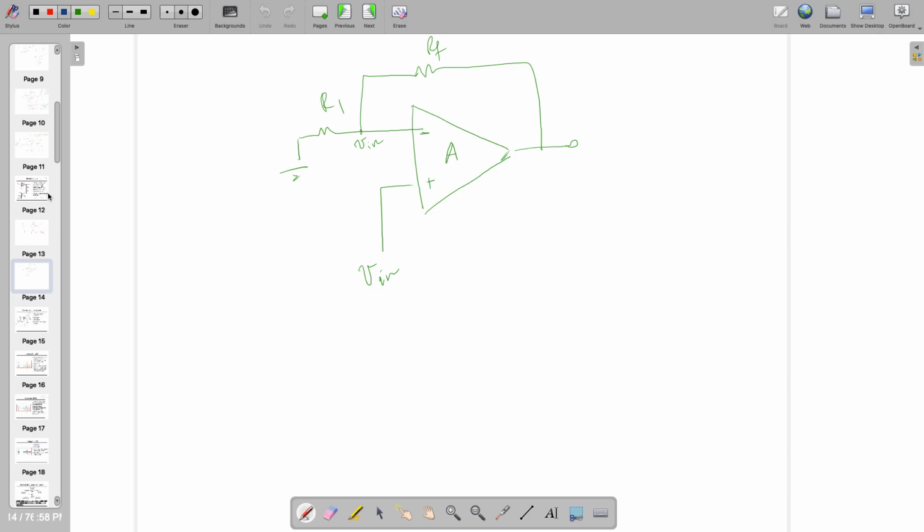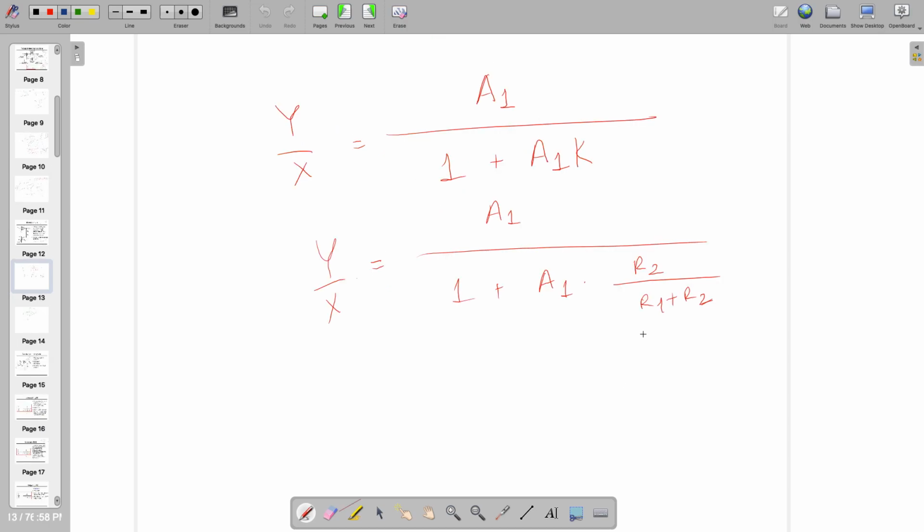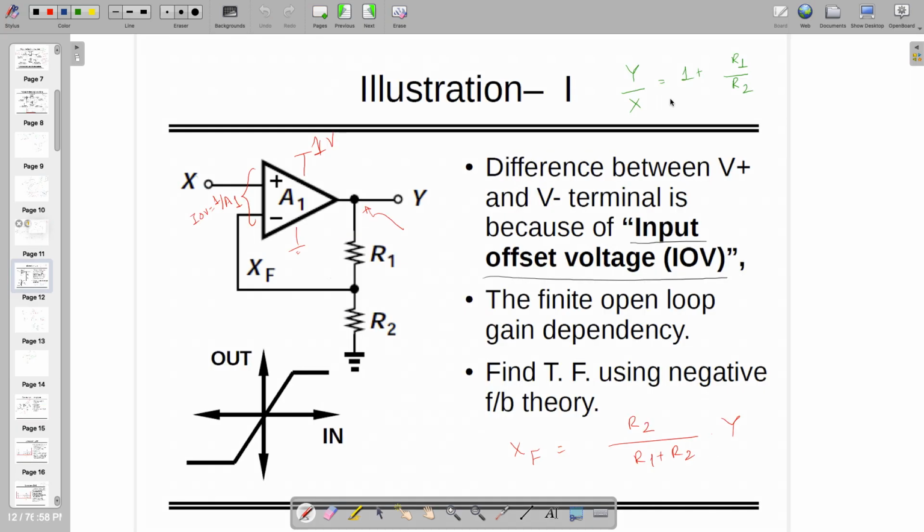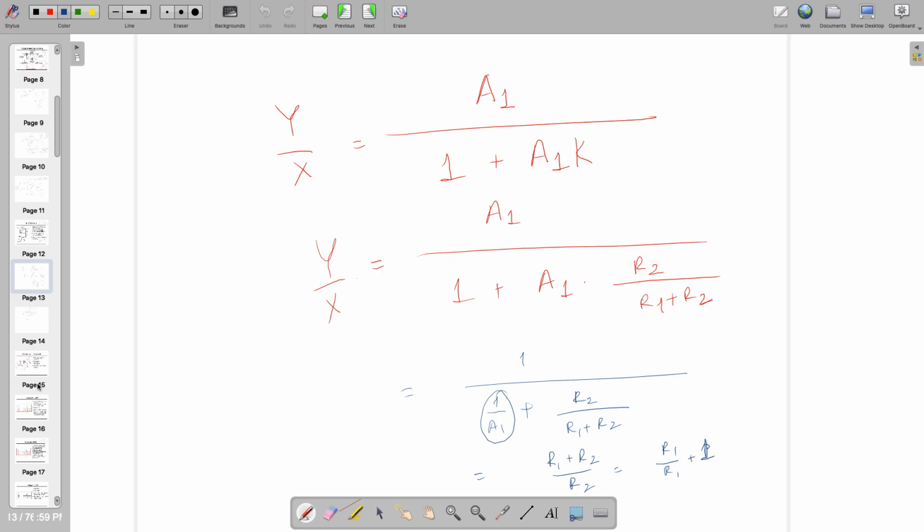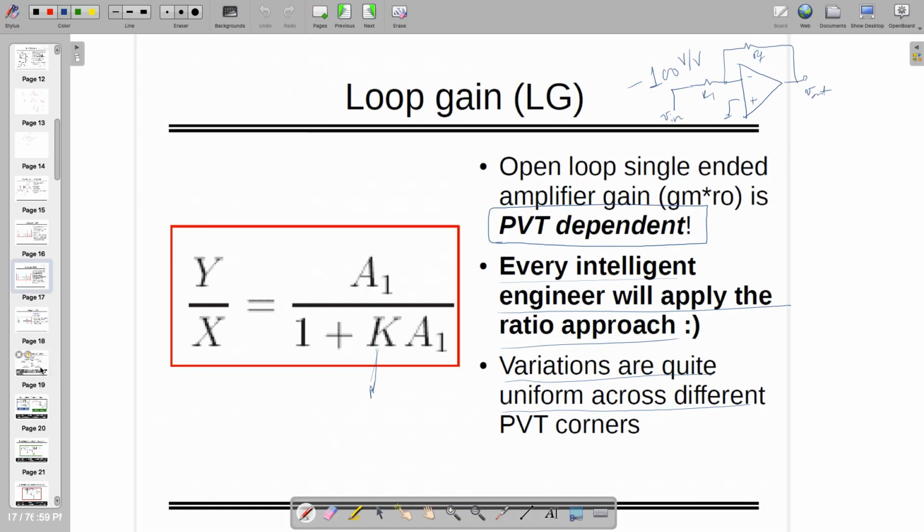Just to double check whether what we got is correct or not. If this A1 is infinity, you can write this, and this is becoming 0, and this becomes R1 plus R2 divided by R2, and that becomes R1 divided by R2 plus 1. So this is the same as what we were doing in this case, where R1 is in feedback, so R1 divided by R2, that's the gain in the case when A1 is equal to infinity. So we are getting the same result, by the way. Just for the sanity check, we did this, right?